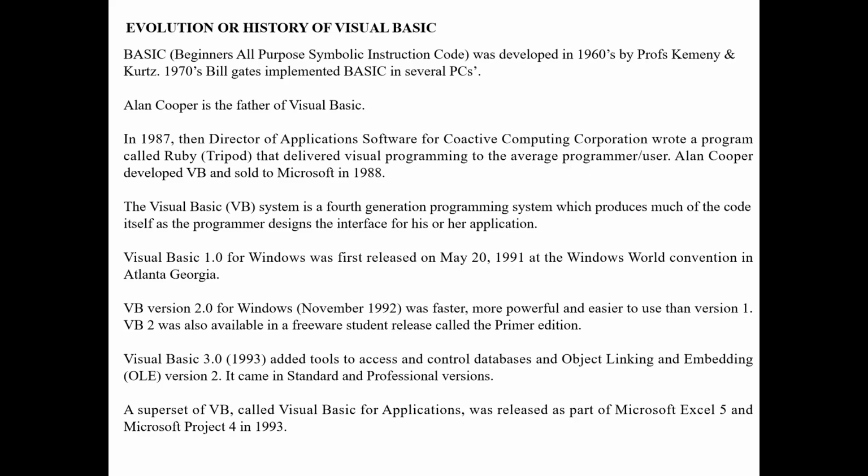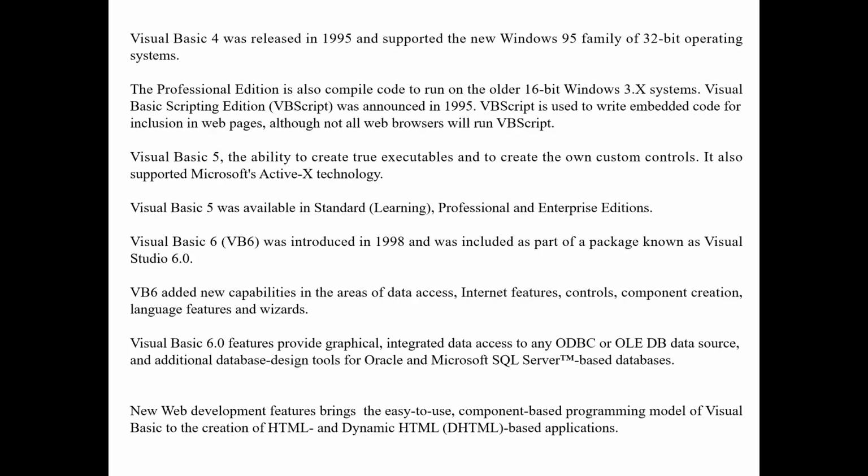Visual Basic 1.0 for Windows was released on May 20, 1991. VB version 2.0 for Windows was introduced in November 1992. Visual Basic 3.0 was introduced in 1993. Visual Basic 4 was released in 1995. Visual Basic 5 is used to create true executables and to create their own custom controls. VB6 was introduced in 1998.